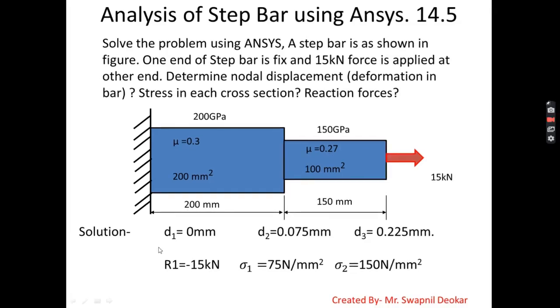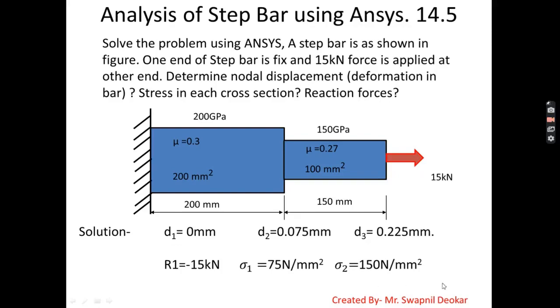Now after solving this, we will get the displacement at node 1 equal to 0 mm, displacement at node 2 is 0.075 mm, and displacement at node 3 is 0.225 mm. Again, the reaction force at node 1 is minus 50 kilo Newton, and stress in element number 1 is 75 Newton per mm square, and stress in element 2 is 150 Newton per mm square.